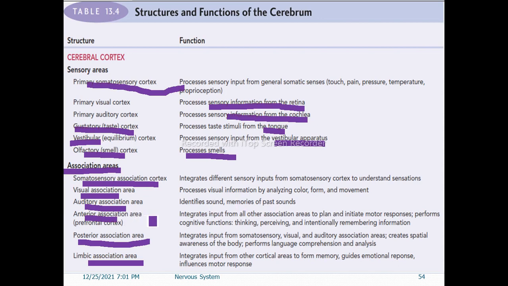The anterior association area or prefrontal cortex integrates input from all other association areas to plan and initiate motor responses. It performs cognitive functions: thinking, perceiving, and intentionally remembering information. The posterior association area integrates input from somatosensory, visual, and auditory association areas, creates spatial awareness of the body, and performs language, comprehension, and analysis. The other is the limbic association area. This integrates input from other cortical areas to form memory, guides emotion, and influences motor responses.